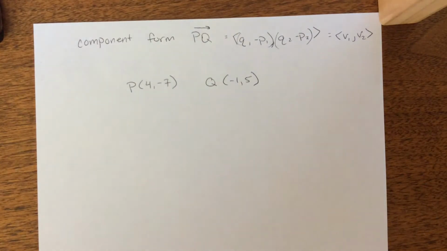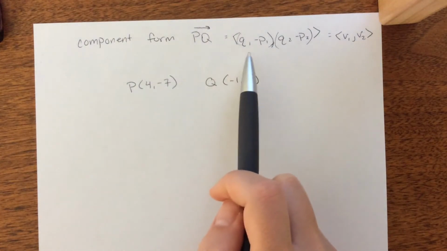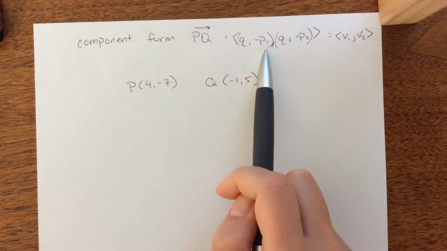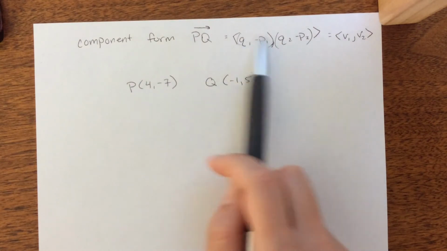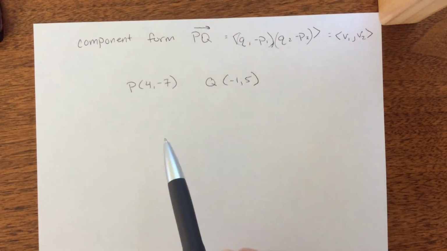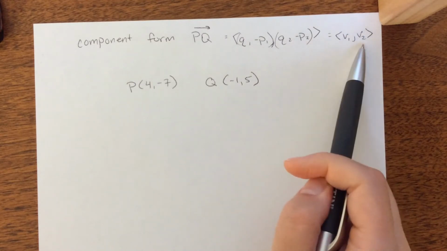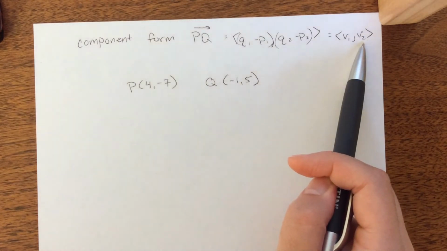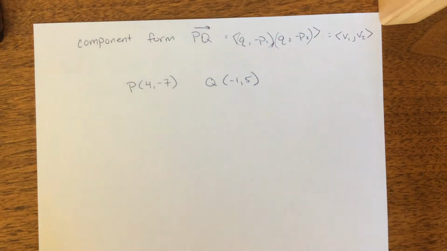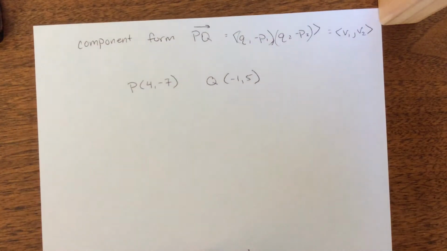So let's take a look at example 2. If we want to do component form, which is on your slides, we would write this as q1 minus p1, and then that's the first coordinate, and then q2 minus p2. So that would give us our component form. So we would write it like this. So let's take a look at example 2.